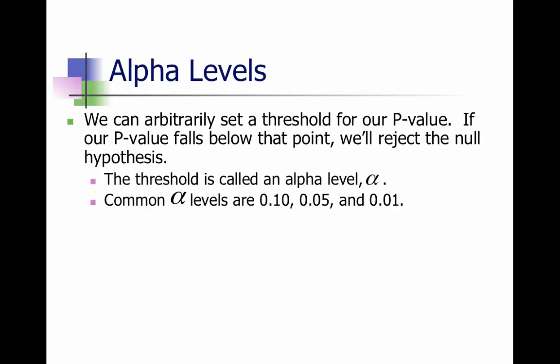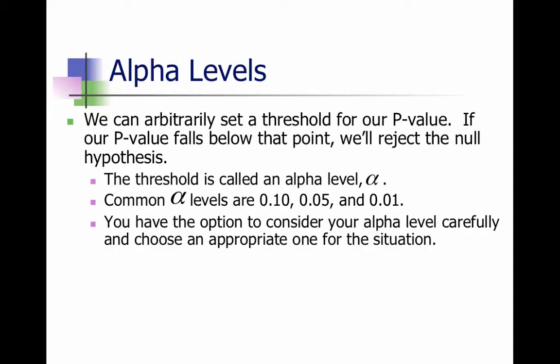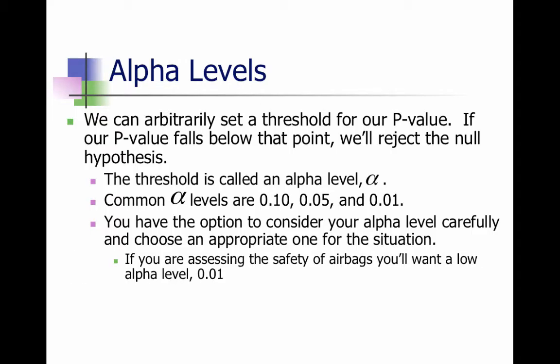Common alpha levels are 10%, 5%, and 1%. You have the option to consider your alpha level carefully and choose an appropriate one for the situation. And your context will kind of decide whether you should use 1, 5, or 10%. For example, if you are assessing the safety of airbags, you'll want a low alpha level of 1%. You want to make absolutely sure that that airbag is safe.